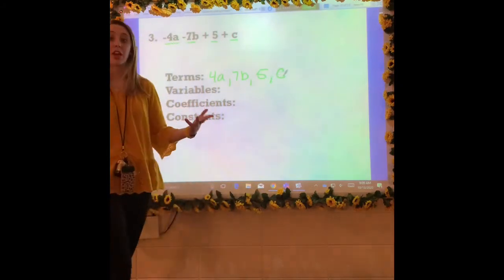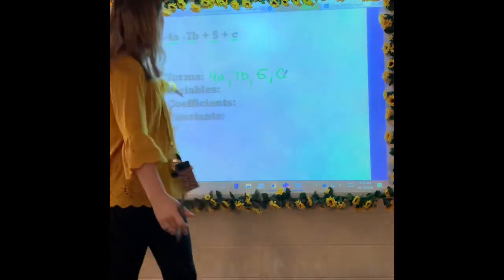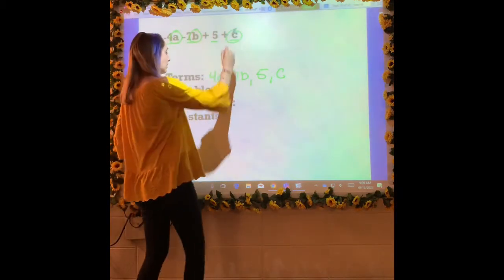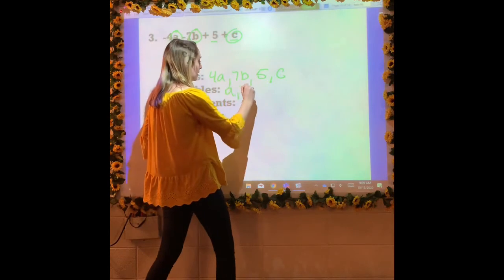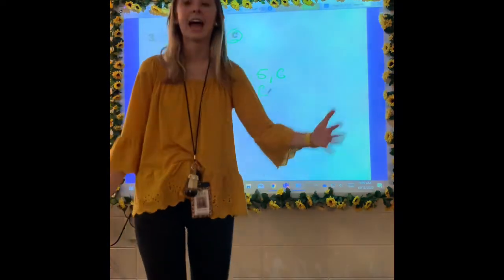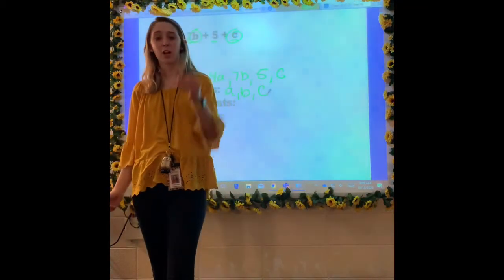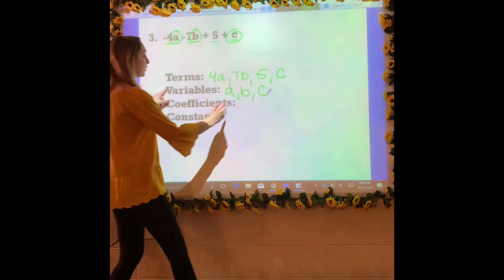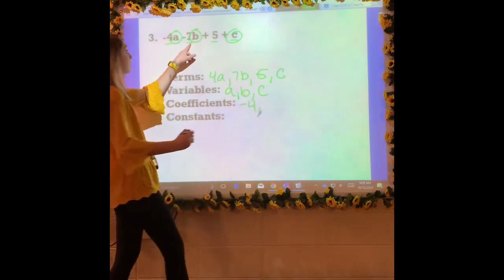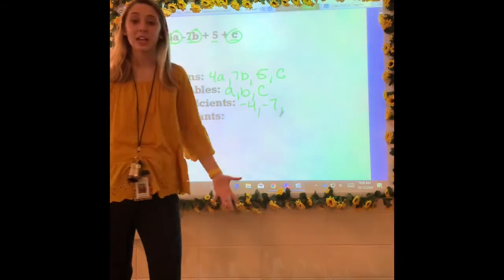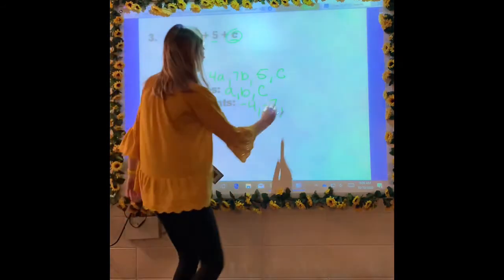All right, what are our variables? Remember, variables are our letters. So what letters do we have up here? Well, we have an A, we have a B, and we have a C. So those are our variables, A, B, and C. All right, our coefficients. Remember, that is the number attached to the variable. If there's a variable without a coefficient, we assume it's 1. So we have a 4, we have a -7, and this C does not have anything attached to it, so we assume it is a 1.